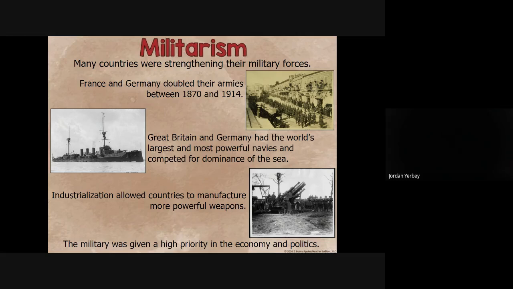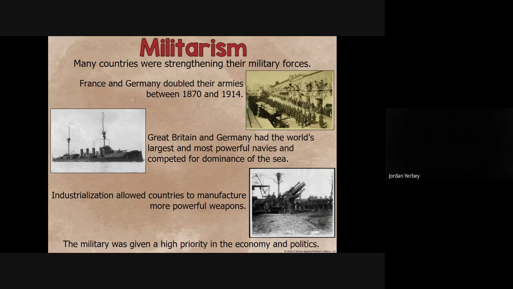Great Britain and Germany had the world's largest, most powerful navies and competed for dominance in the sea. Industrialization allowed for more countries to manufacture more powerful weapons. And the military was given high priority in economics and politics. Militarism also shaped the culture. The press and public opinion would be shaped through these actions.